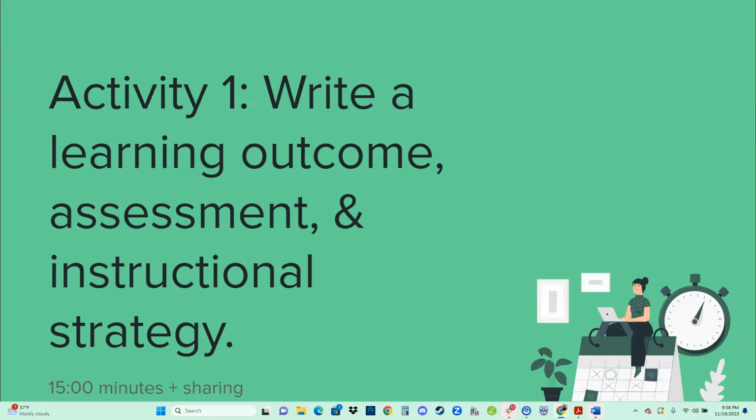Write the learning outcome. What is it that they need to be able to do? How are you going to assess that they can do it? And how are you going to deliver them the instruction that they need to be able to succeed in the assessment? So we're going to take 15 minutes.